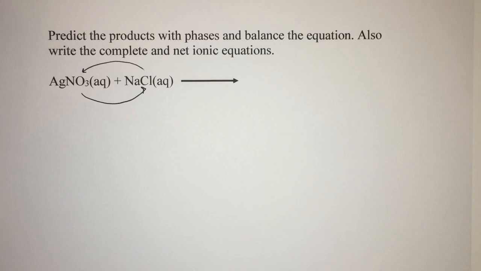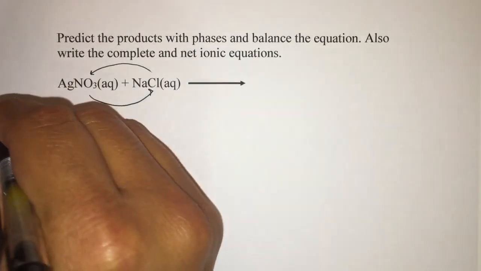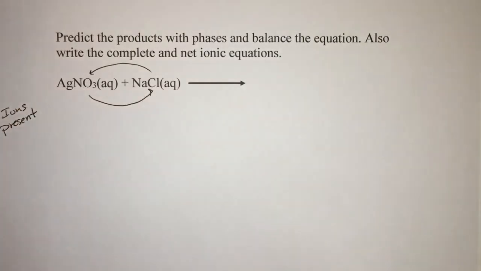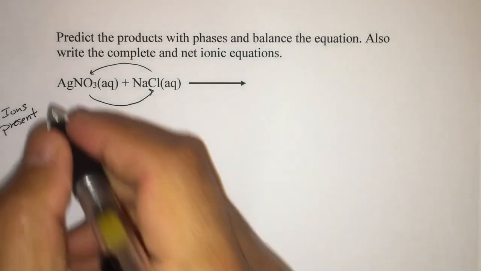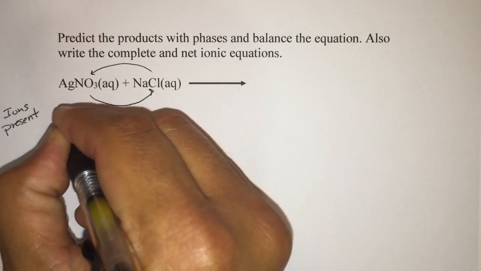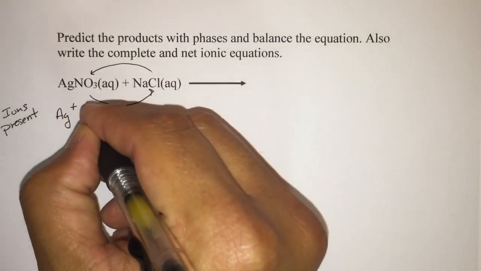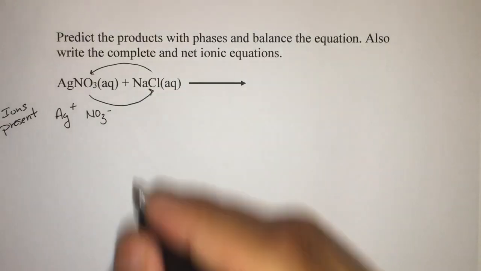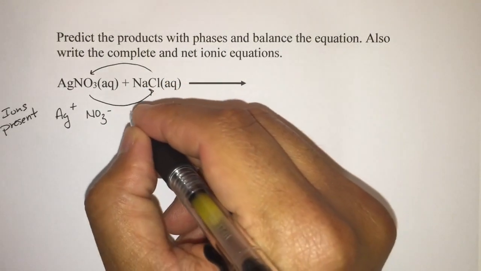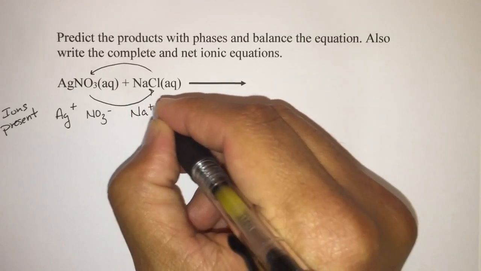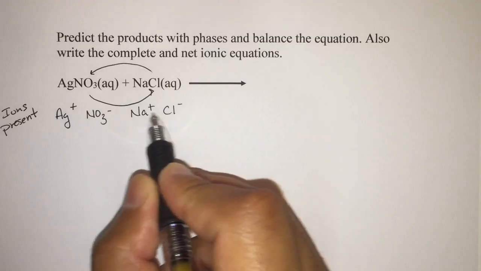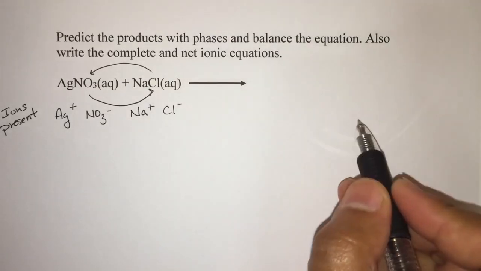And so the first thing we'll do is we'll identify the ions present. And so the silver nitrate, remember there are silver ions present and there are nitrate ions that are present. In the sodium chloride solution, there are sodium ions present and there are chloride ions that are present in solution. So let's swap those ions and write the products down.